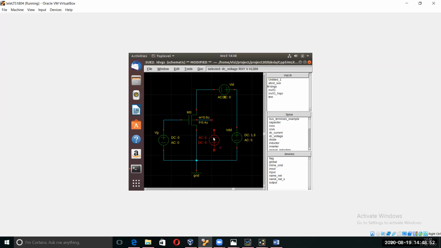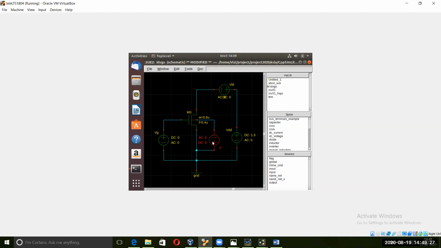Rotate it. For my convenience, I've rotated. So the source will be at higher potential and the bulb will be grounded. So the W1 you can connect to the source, and this one to the bulb here, and then you can change the voltage.